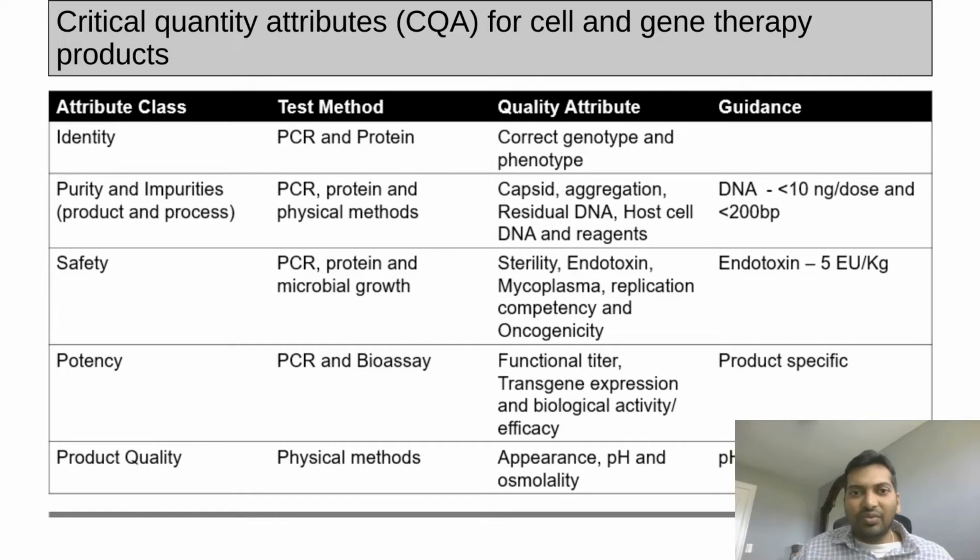As we look at this table, there are five different attributes. When you look at these test methods, multiple analytical methods have been applied to achieve an attribute class. Purity is primarily focused around product and process impurities, where you understand how your viral vector aggregation is happening, or whether there are other product impurities that come with the drug product itself. So this is one example.